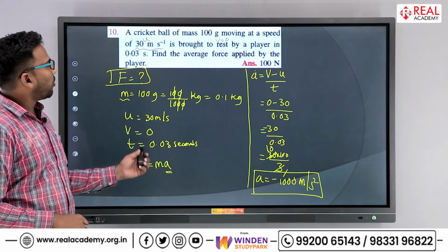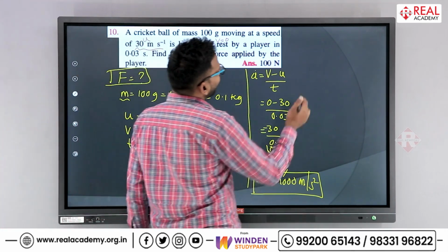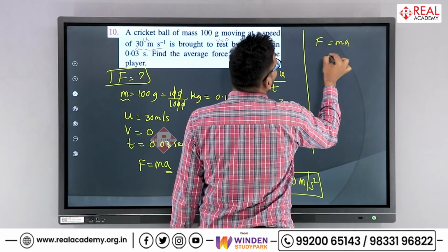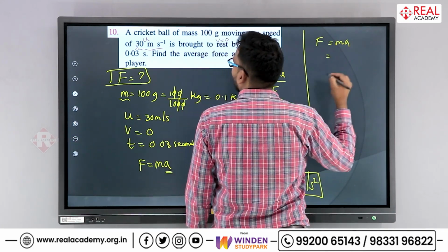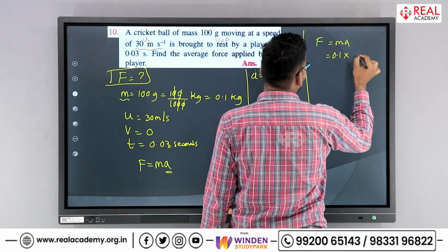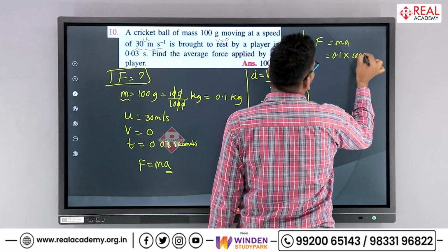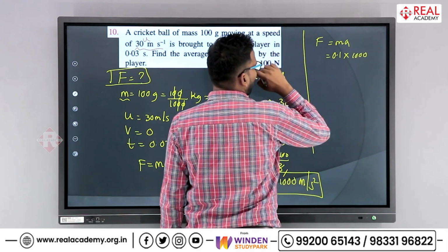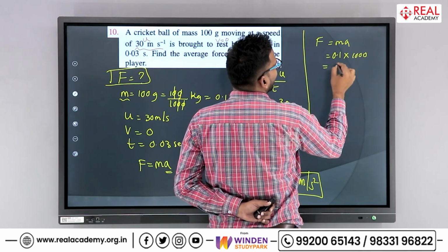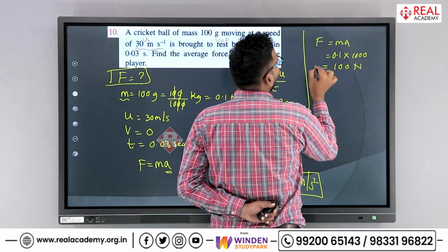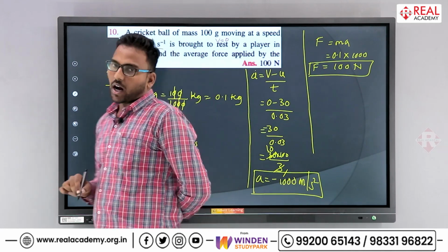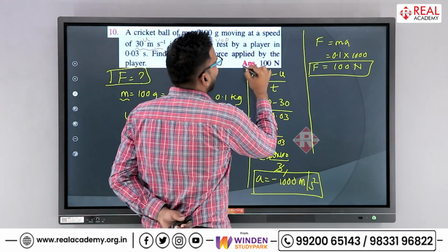Can we find the average force by the formula F is equal to ma? What is mass? Mass is 0.1 kg, into what about acceleration? Acceleration is 1000. We'll take only the magnitude. So how much will it be? 0.1 into 1000 is 100 Newton. F is equal to 100 Newton is the required answer.